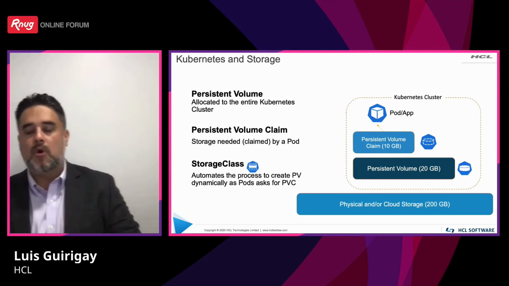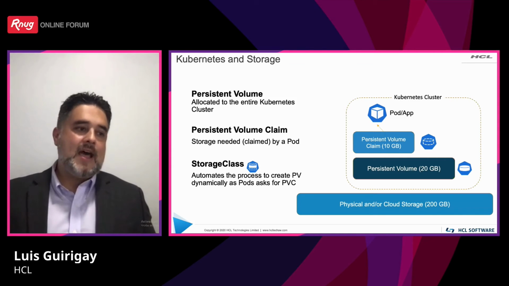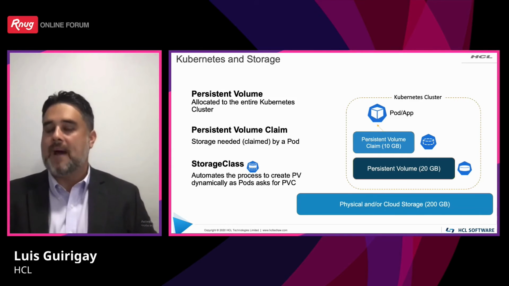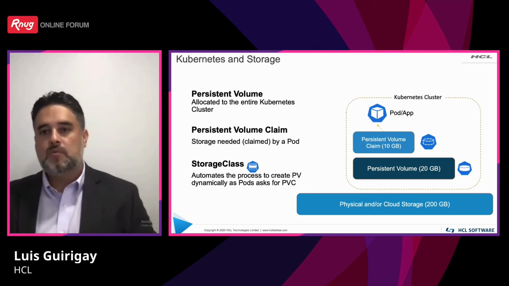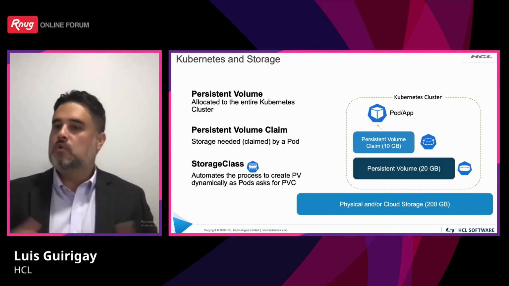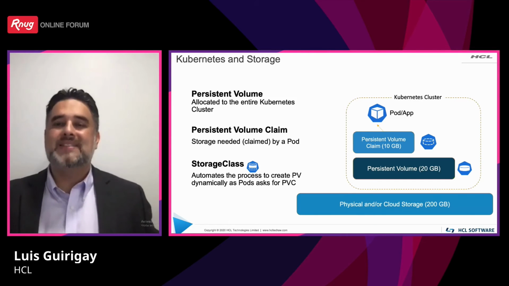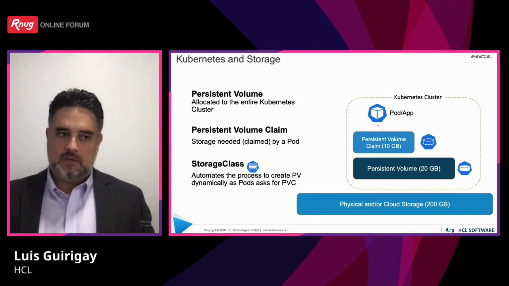Let's say that you deploy a Kubernetes cluster in your organization. Let's say that in your data center, you have 200 gigabytes of storage. And that could be physical storage, that could be cloud storage, or that could be a combination of both. So, okay, I have 200 gigabytes available. What do I do with it? How do I give it to my Kubernetes cluster?